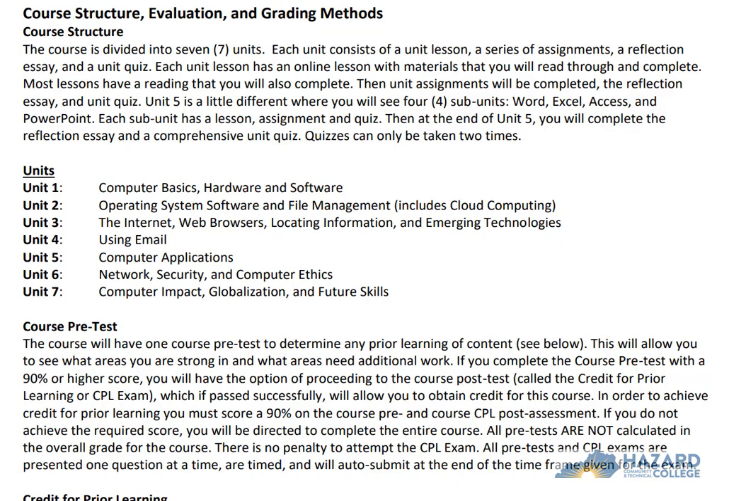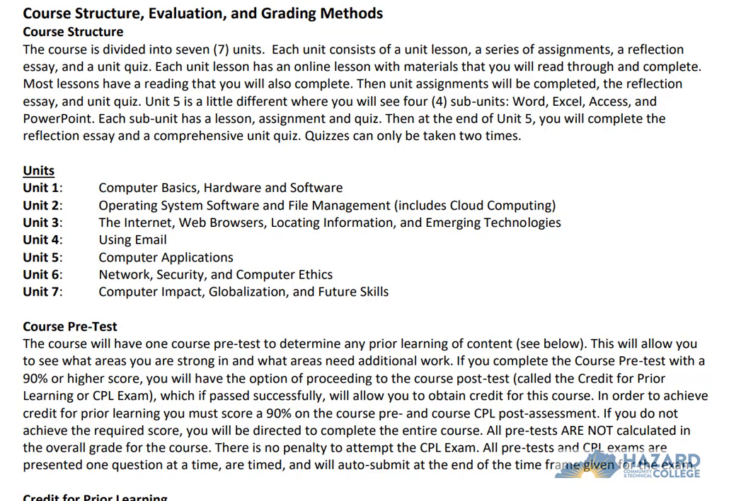As I mentioned, there were 7 units and they are listed here. Unit 1, Computer Basics Hardware and Software. Unit 2, Operating System Software and File Management. Unit 3, the Internet, Web Browsers, Locating Information, and Emerging Technologies. Unit 4, Using Email. Unit 5, Computer Applications. Unit 6, Network, Security, and Computer Ethics. Unit 7, Computer Impact, Globalization, and Future Skills.